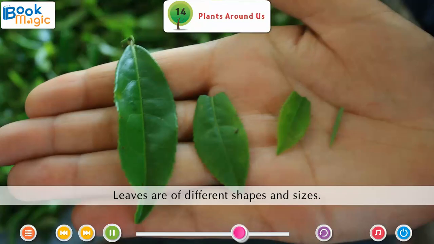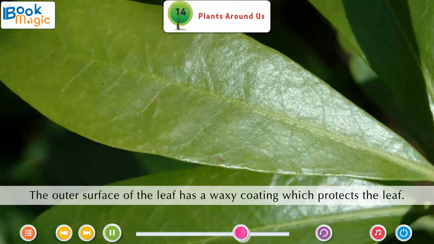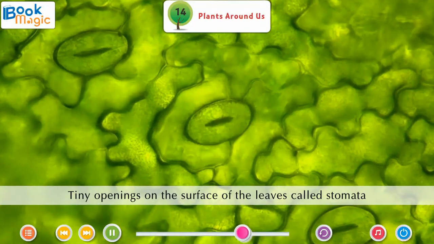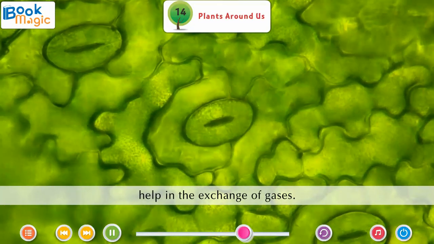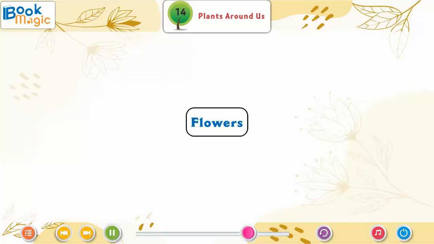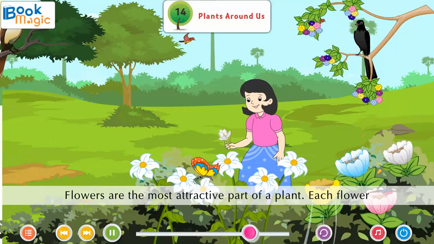Leaves are of different shapes and sizes. The outer surface of the leaf has a waxy coating which protects the leaf. Tiny openings on the surface of the leaves, called stomata, help in the exchange of gases. Parts of leaf: margin, veins, midrib, base, petiole, stipule, blade. Stomata.